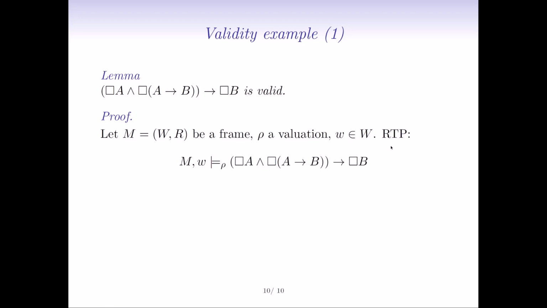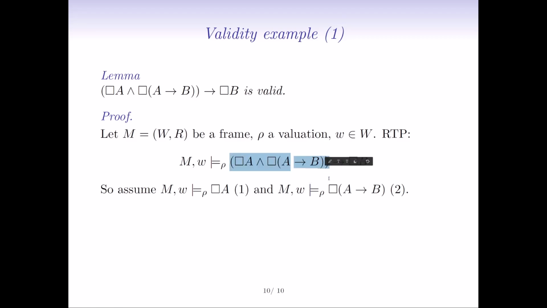So what we have to show is that the formula in this lemma is true at the arbitrarily chosen world W in the arbitrarily chosen frame M and under the arbitrarily chosen valuation rho. So we have to show that this formula is true at world W in the frame. Now, what we have to show at the top level is an implication. That means we assume that the left-hand side of the implication is true at world W, and we show that the right-hand side of the implication is true at world W.